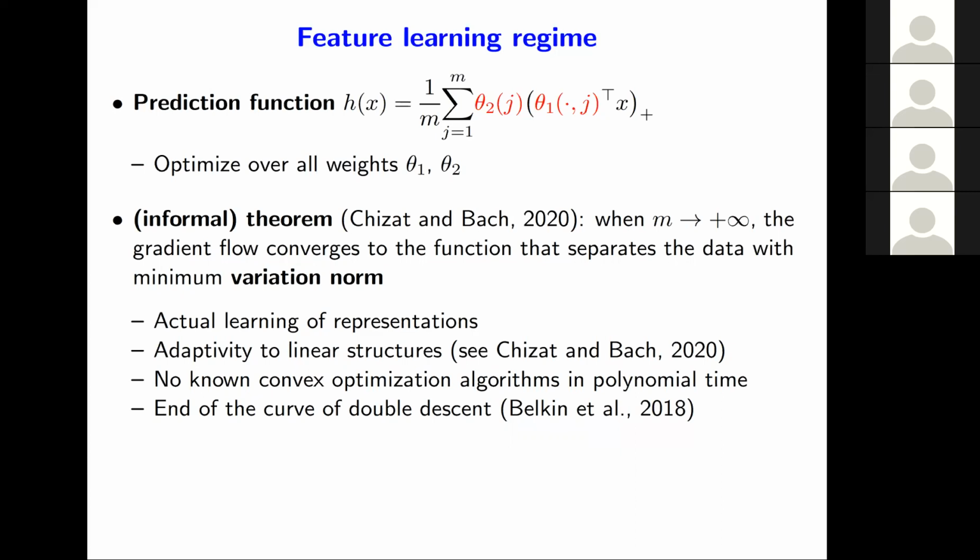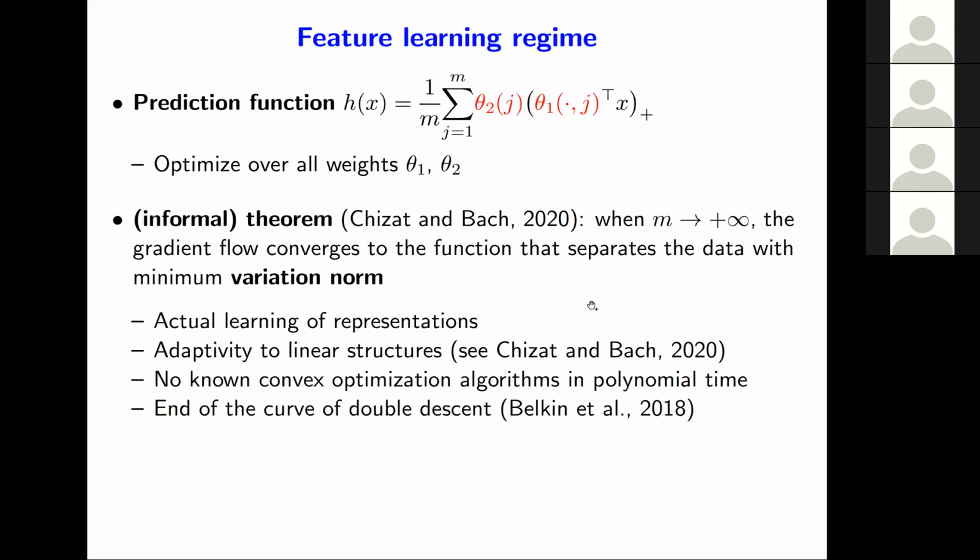So the key here, and I will not talk about it, is that you get adaptivity to linear structures. So if you depend on a small number of variables, it's going to leverage it. You do actual learning of representations. So the neurons are moving, the hidden neurons are moving. And in the neural network literature, typically when the neurons are moving, this is what you call representation learning. So you're going to embed your data X through the M neurons. And this embedding is what's really key behind the success of neural networks. So there is some learned embedding.